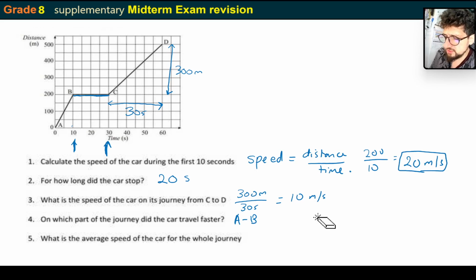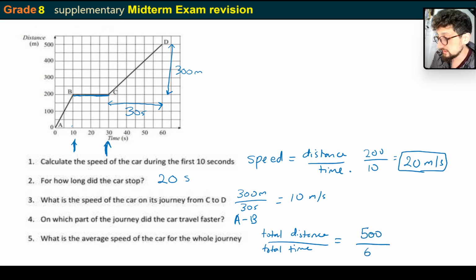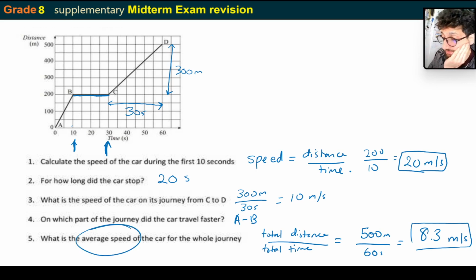What is the average speed of the car for the whole journey? The average speed for the whole journey is going to be the total distance divided by the total time, which is going to be 500 meters divided by 60 seconds, which is about 8.3 meters per second. Because it's just total distance divided by total time, that's how we get average speed.